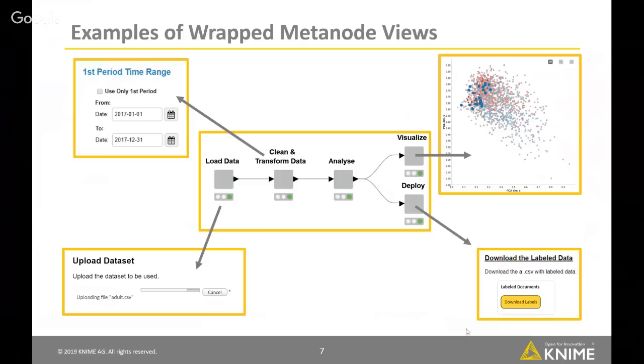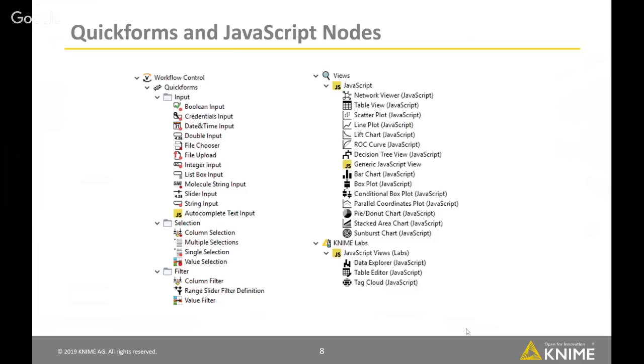So how do we create those wrapped metanodes? Well, in KNIME, it's often all about nodes, right? We have two node categories. The first one is the Quickform nodes. Those create the interactions that can be used to change the parameters in a node via flow variables. And then we have the JavaScript nodes, which use D3 visualizations that are interactive and can be used to better understand the data.